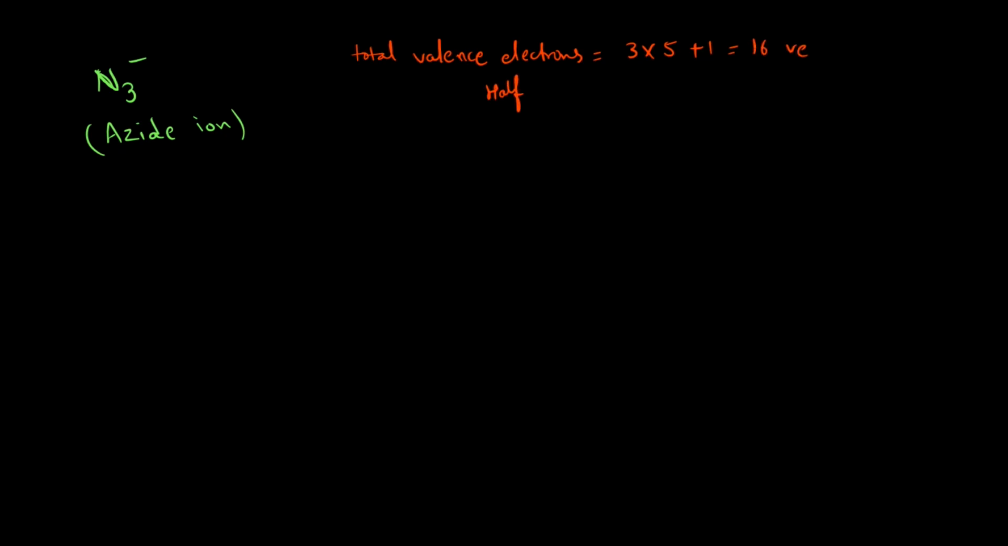Let us take an example of the azide ion, N3 negative. We will draw two Lewis structures for this ion and then decide which is most likely. To draw the Lewis structure, we find the total valence electrons: 3 times 5 plus 1, which is 16 valence electrons. We halve them to get the number of pairs, so 16 by 2 is 8 pairs.